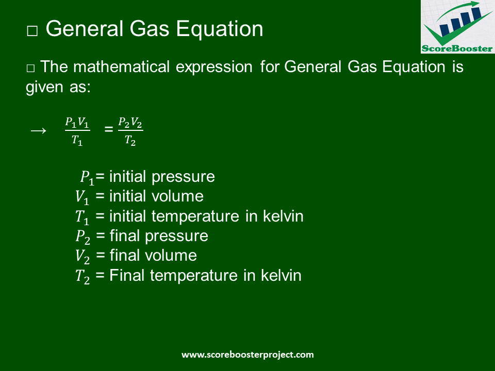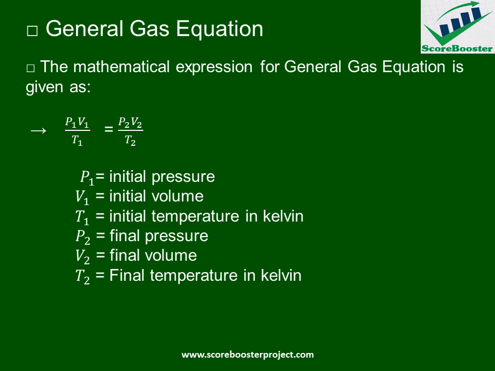Now, the P1 here is the initial pressure. The V1 here is the initial volume of gas. The T1 here is the initial temperature in Kelvin. Now, P2 will represent the final pressure. V2 is the final volume and T2 will be the final temperature in Kelvin.